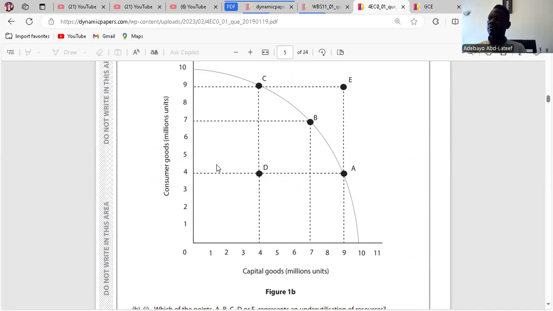There are not enough resources to produce consumer and capital goods, yes. So it's not attainable. We cannot reach there. We don't have resources to reach there. Clear? Okay. So move on.